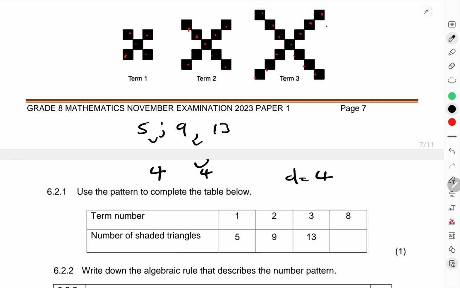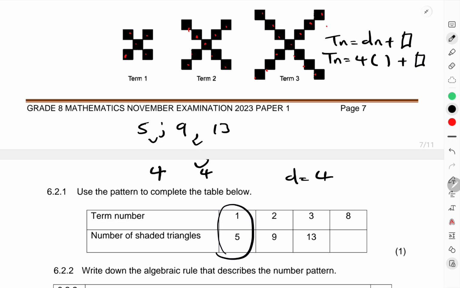Now, if my difference is 4, let me find the general rule. For me to find the general rule, it is given as Tn equals Dn plus something over here. Therefore, I would say Tn equals, the difference is 4. I'm going to substitute 4, open a bracket, n, plus something. Then we are going to choose any position.